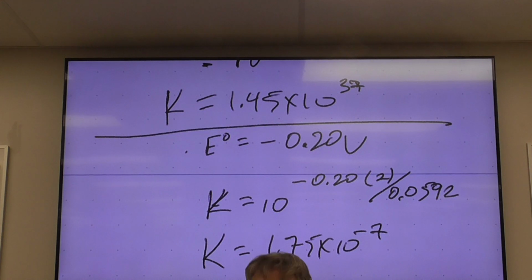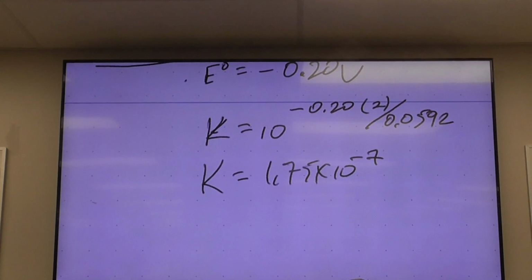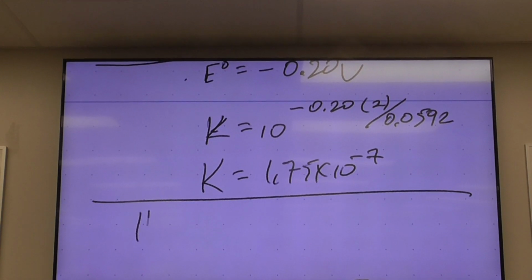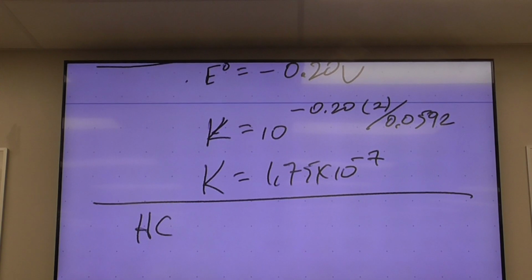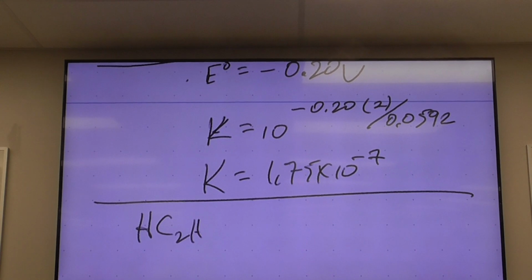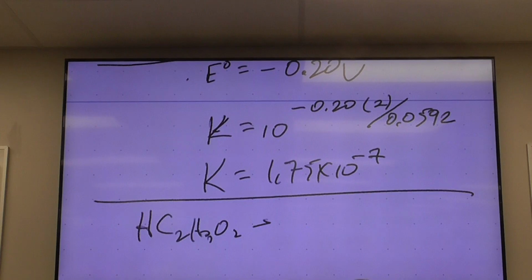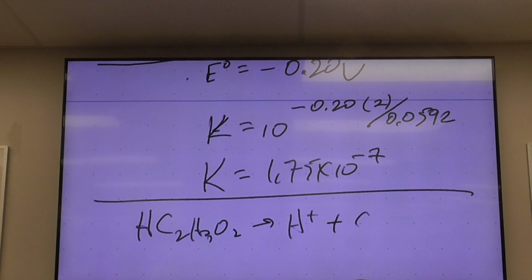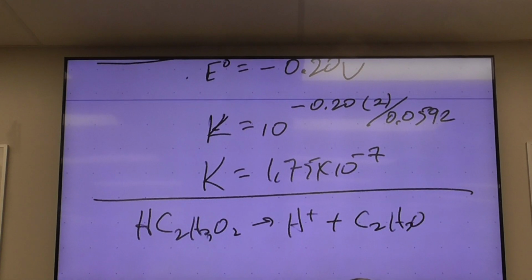Now, a whole bunch of things at this point are going to make sense. Look at the ionization of acetic acid, HC2H3O2. It turns into hydronium ions and anions, right?